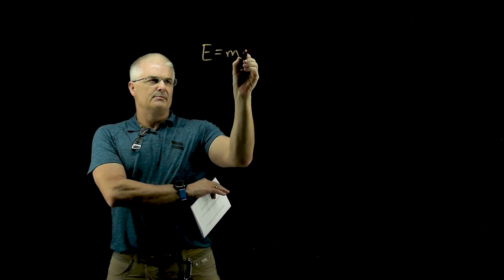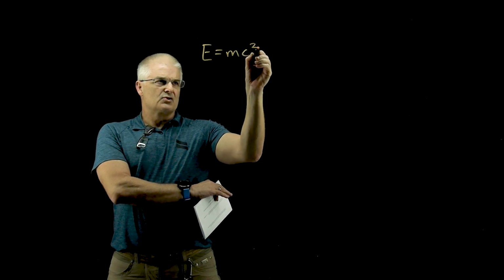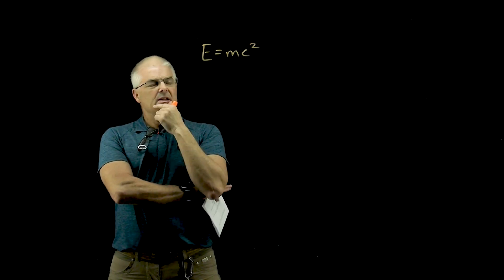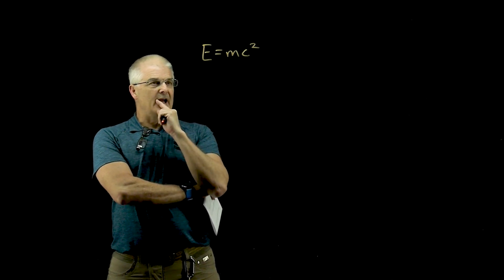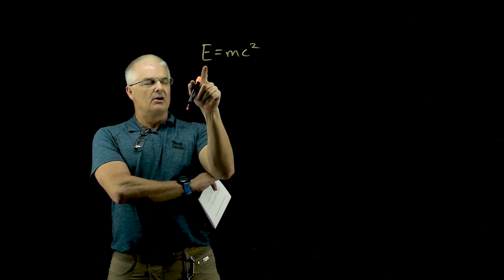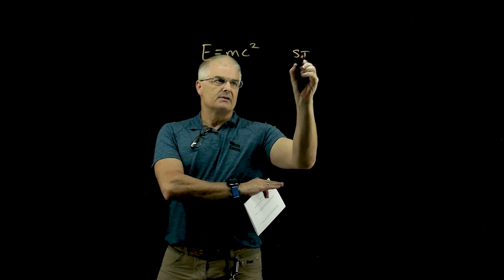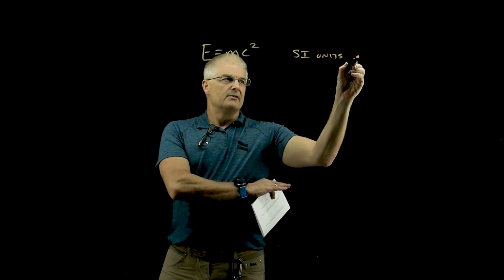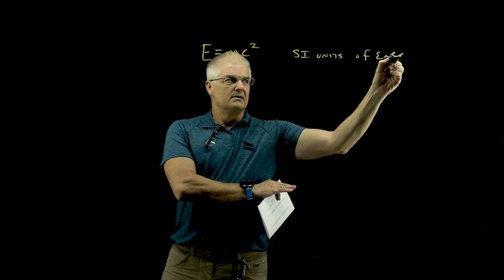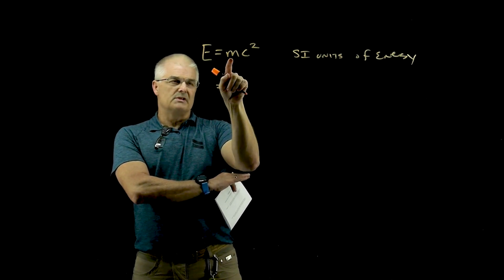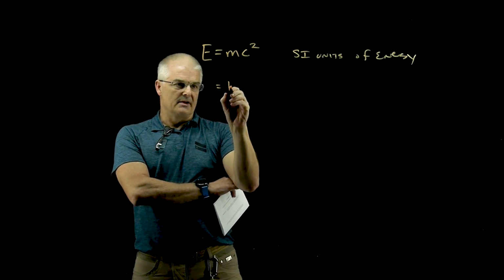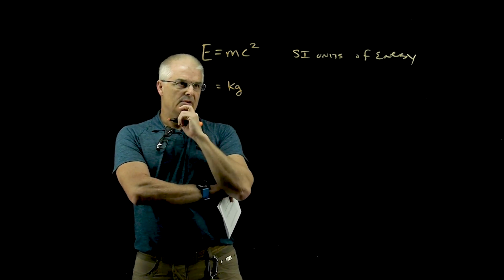Probably the most famous equation in the history of the world was Einstein's E equals mc squared, where c is the speed of light. So the question I want to ask here is, what are the SI units of energy? Energy, then mass, speed of light. So I would say this equals, what's the base unit of mass? It's a kilogram, right? We learned that in the last video.